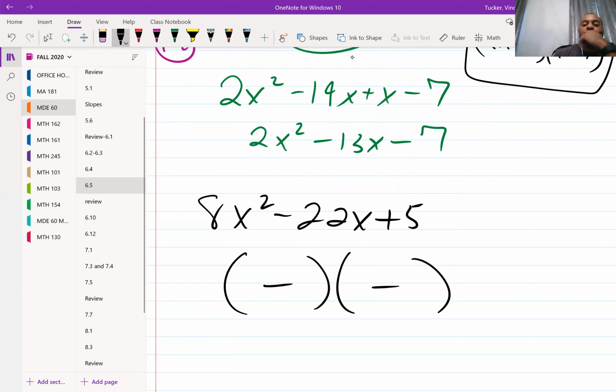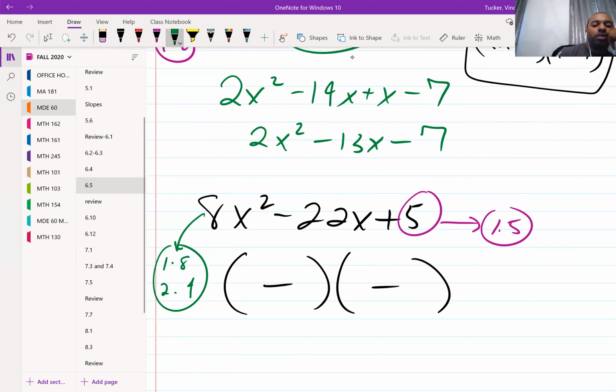All right. Now here we have factors of 5, just 1 times 5. Factors of 8, though, 1 times 8, 2 times 4. So we have choices here.